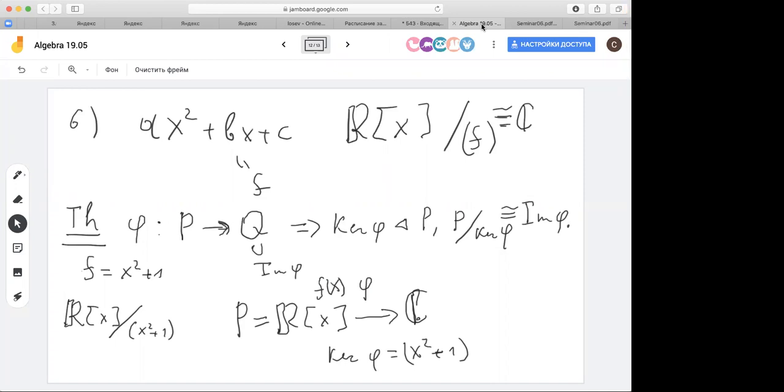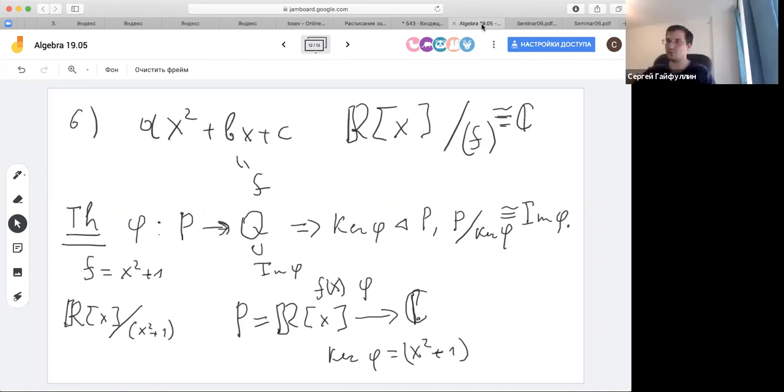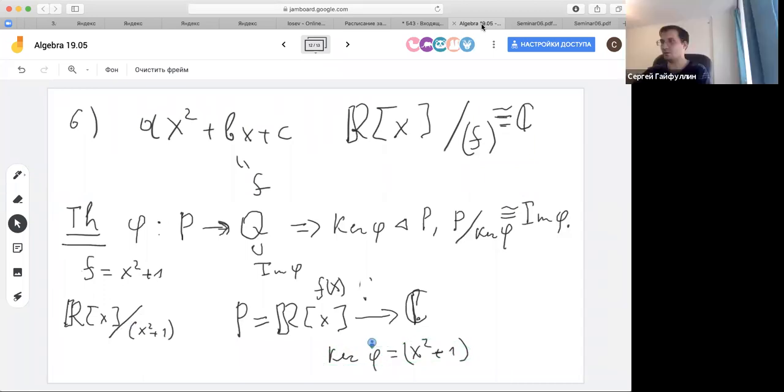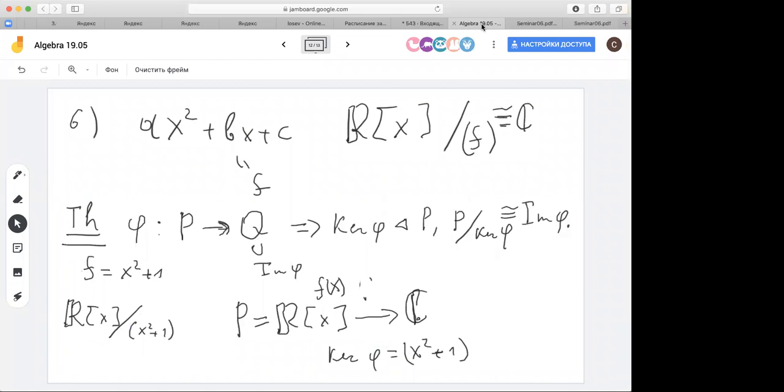Wait, where did we get x squared plus 1? X squared plus 1 should be the kernel, because here it is, yes? And this should be the kernel. Yeah, but is it just like a random example? Not random. It is the simplest case of x squared plus bx plus c, okay.